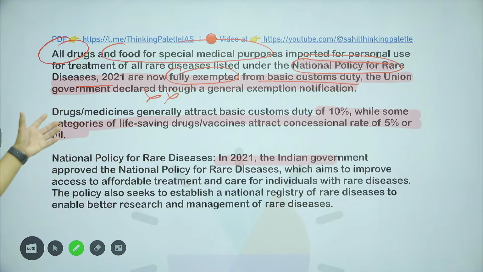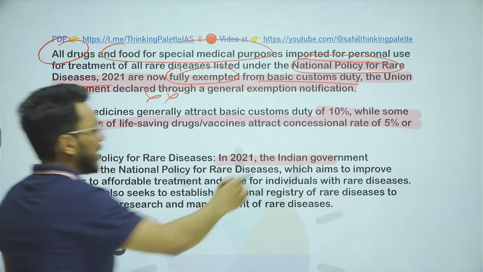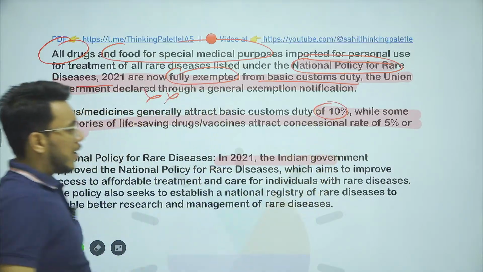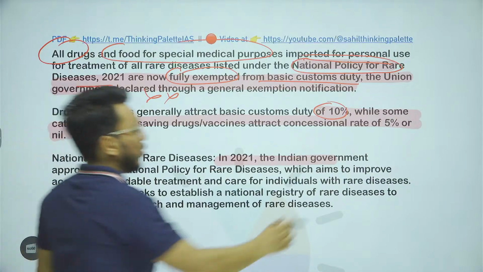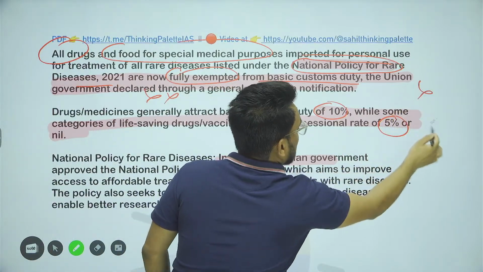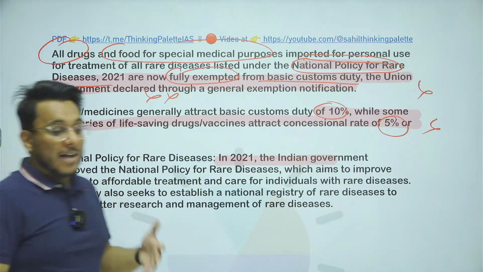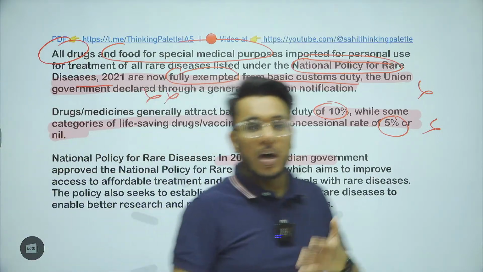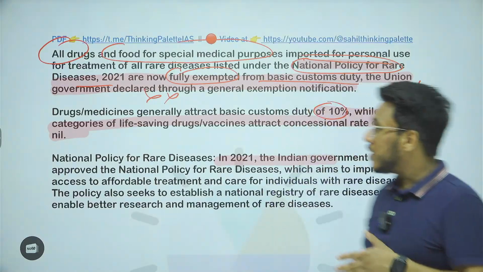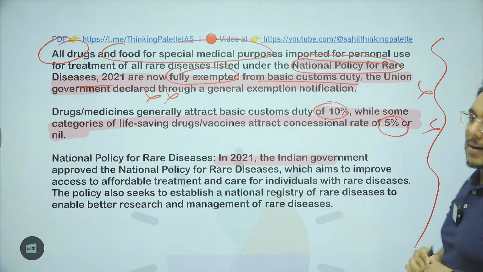Now when we talk about drugs, they generally attract a custom duty of 10%. Okay, some drugs attract a custom duty of 5%, but now no custom duty will be charged on them, so that they become affordable for the masses. So this is a new thing that the government has come out with.